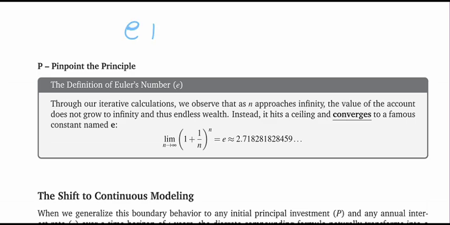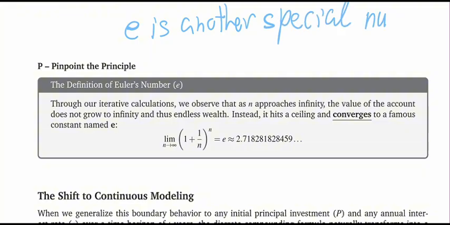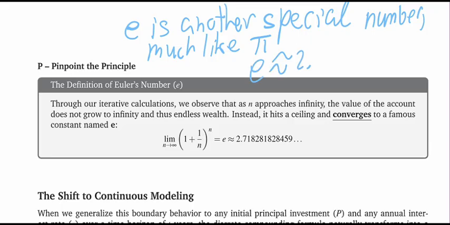So E is another special number, much like pi. And E is approximately equal to 2.71 something. You don't need to know the decimal for an exam. You just need to know that E is a number that exists and is a number greater than 1. Okay, so E is approximately 2.71 something. Good. It can't hurt to know the decimal representation or put it on your formula sheets.